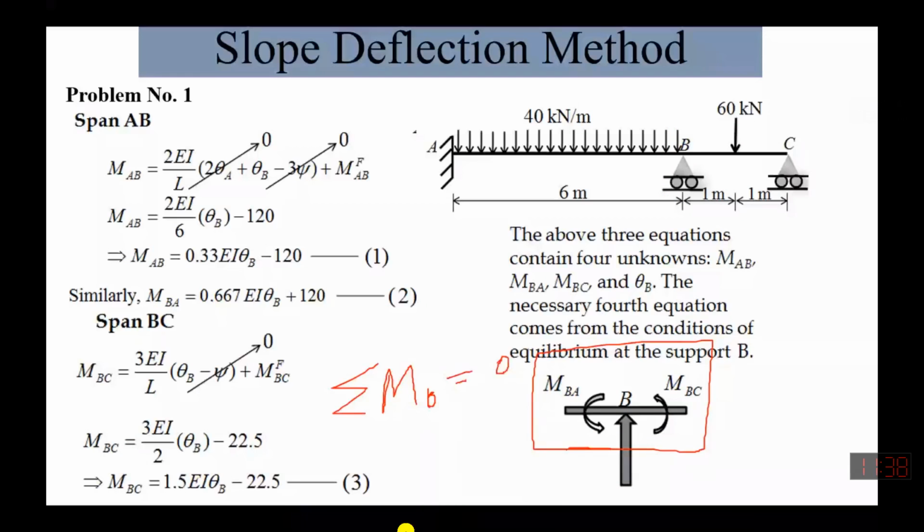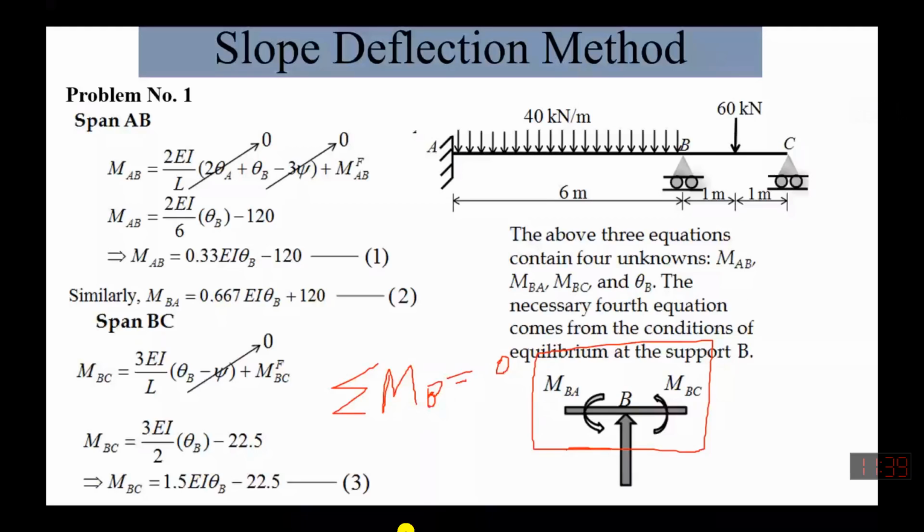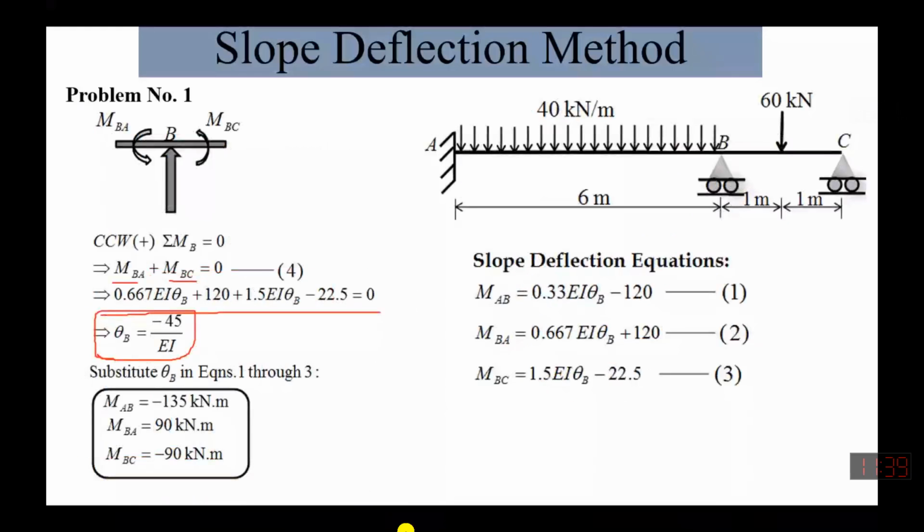Once we say that the moments at B equal 0, we apply that. What are those two moments? One is MBA, another one is MBC. We add them up, put them equal to 0, and we can find the value of theta B. We can find it by simply inputting these two equations, MBC and this equation, into this particular equation 4.